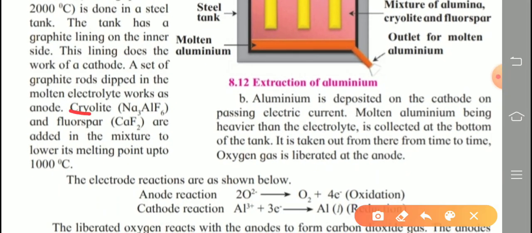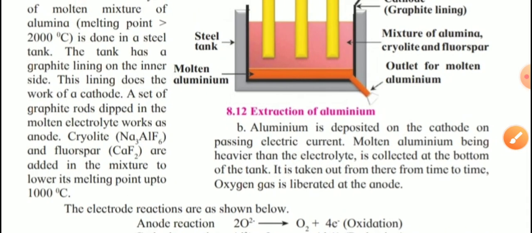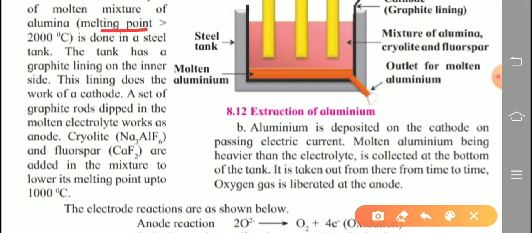Now cryolite. Here, what is given in the above lines? Check that the melting point of aluminum is greater than 2000 degrees Celsius. So some chemicals we add here. Now what happens on adding these chemicals? Check that cryolite. What is the formula of cryolite? Na3AlF6. Remember this formula. And fluorspar, what is the formula? CaF2. Remember this formula. After adding cryolite and fluorspar to the mixture, the melting point is lowered to 1000 degrees Celsius, so the high temperature is reduced to half. This is the first point.